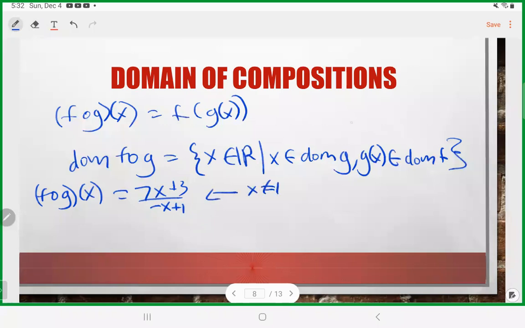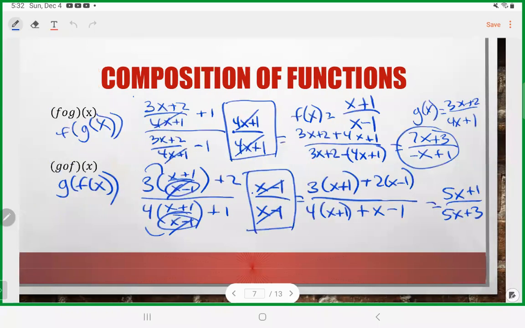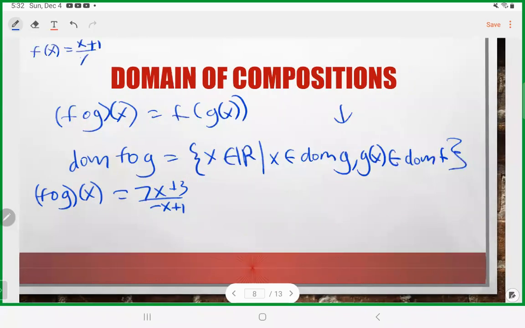But that is not the only restriction. It's not only that x cannot be equal to 1, it's also something else. So first we have to look at that. Okay, so let's rewrite these functions. F of x was equal to (x plus 1) over (x minus 1). G of x is equal to (3x plus 2) over (4x plus 1).